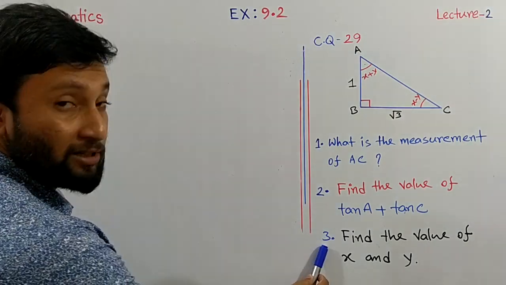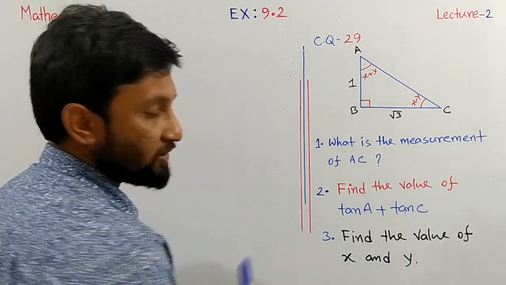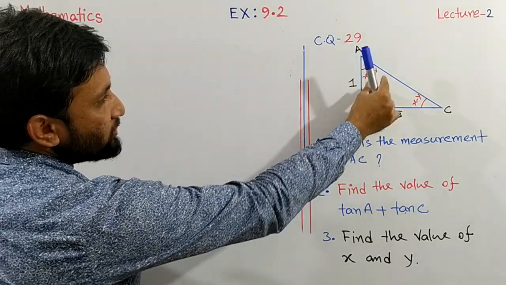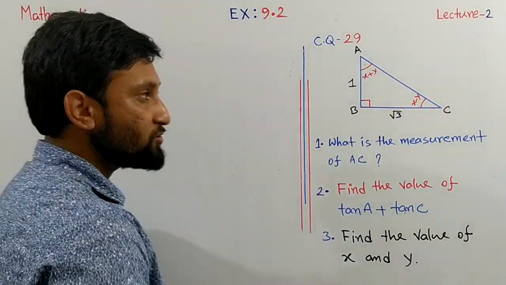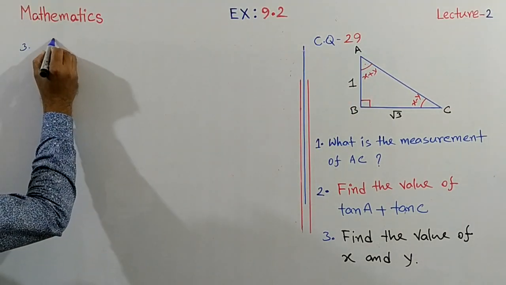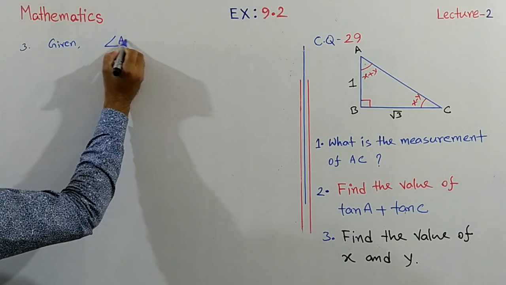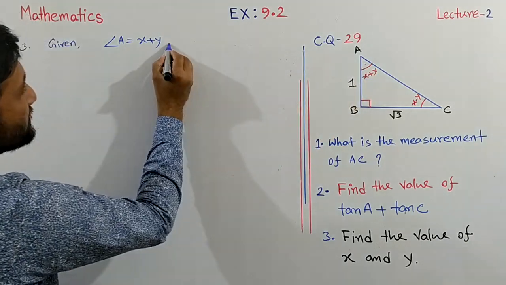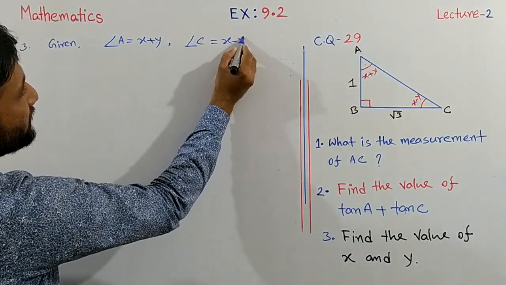Now third one, the question is find the value of x and y. Here see that in this figure the measurement of angle E is x plus y and the measurement of angle C is x minus y. So follow the solution. 3. At first write down the given, that means angle A equals x plus y. Okay, and angle C, the measurement of angle C equals x minus y.